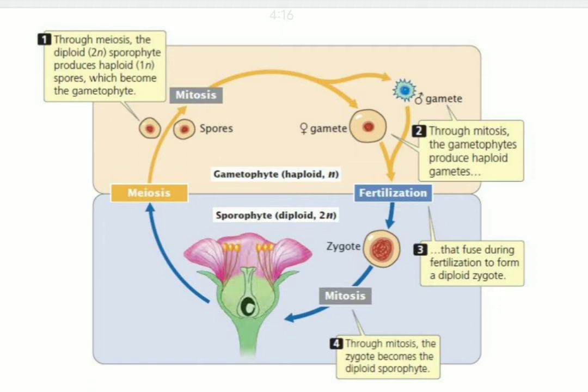The megaspore divides 3 times to form 8 cells. And now the third and final stage.